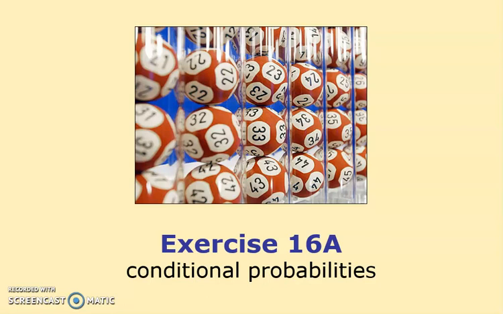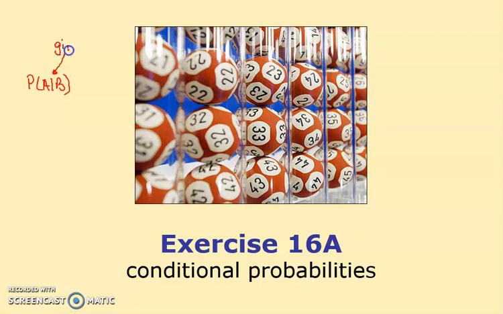Hi there, exercise 16. Now we're going to look again at conditional probabilities. We saw these in year 12, though not particularly directly. I remember showing you a notation along the lines of the probability of A given B. This word here is the conditional bit.